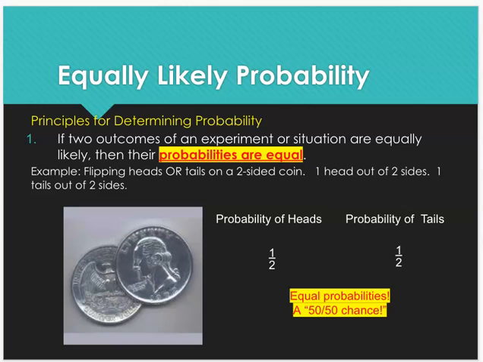If you have a two-sided coin, one out of two sides is head and one out of two sides is tail. So the probability of heads is 1/2, the probability of tails is 1/2. So they have an equal probability.